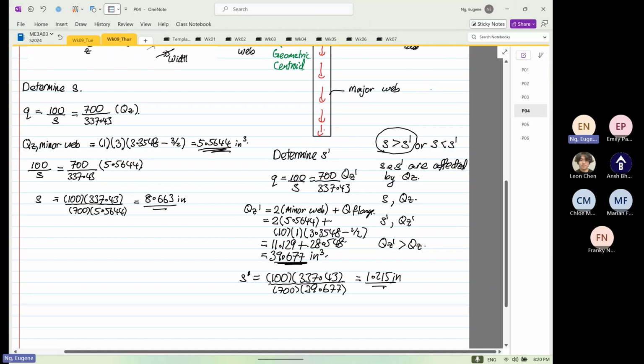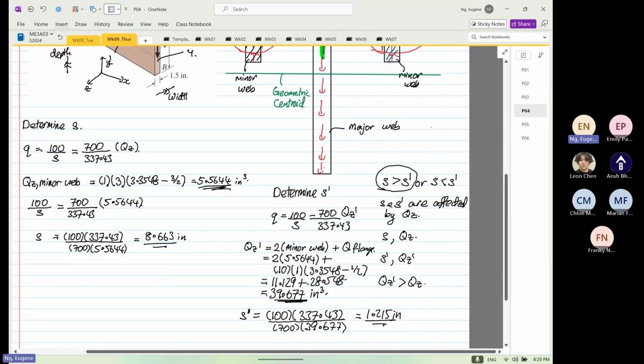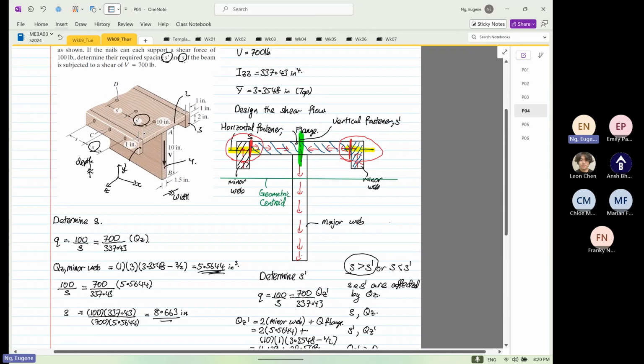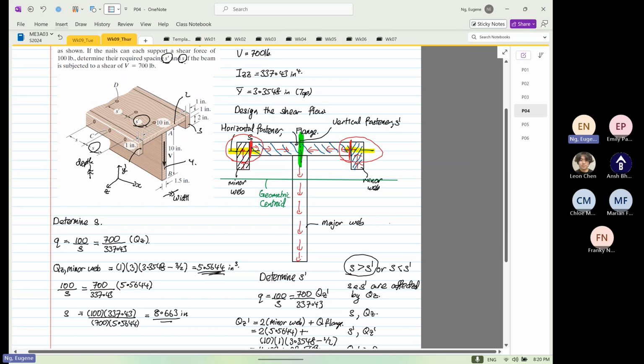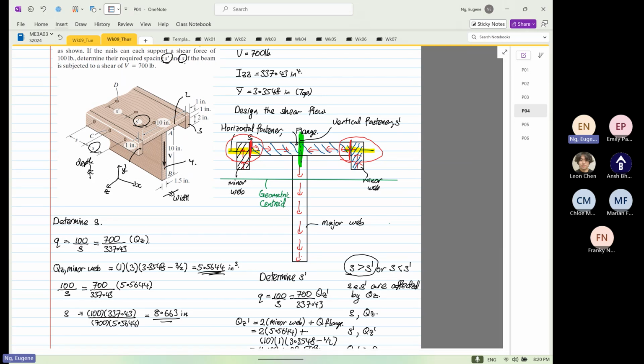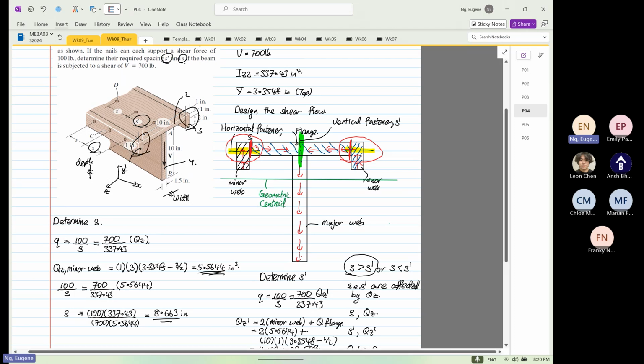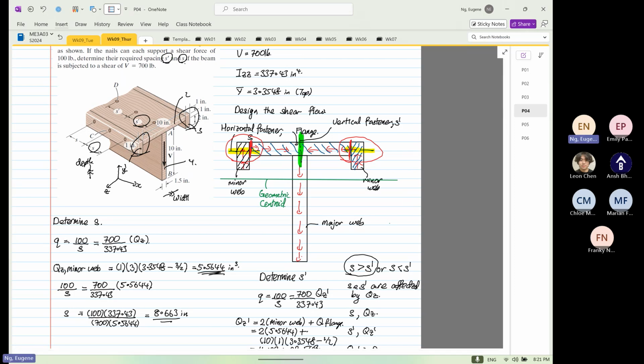Determine our S. Okay, so what's so unique about this problem is you have to rely on the shear flow design on this. Then you can visualize better. Or you say, oh no, I have one on the left, one on the right. Are they related? If you don't design the shear flow, it can be pretty bad, or you cannot visualize properly.